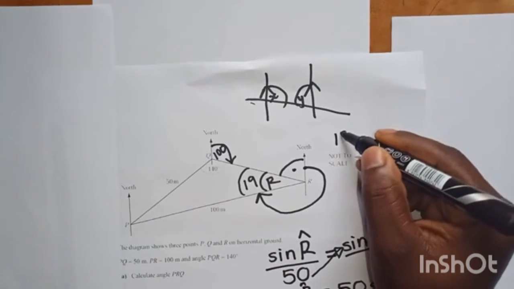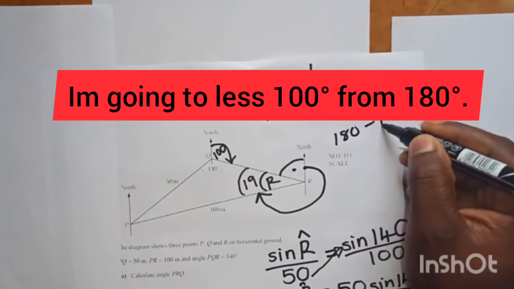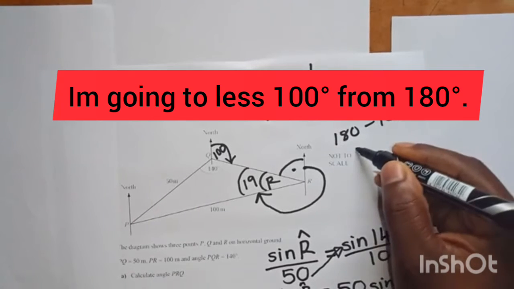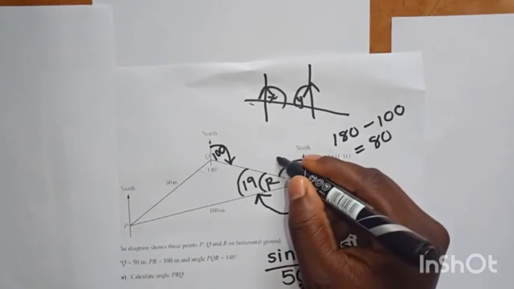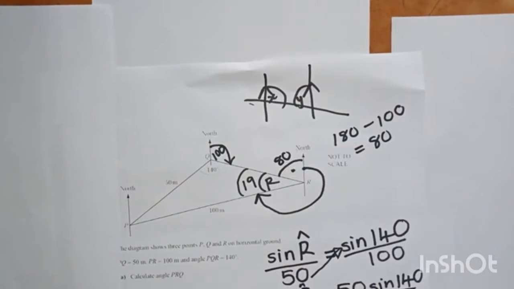So to find R, I'm going to subtract 100 from 180. So 180 minus 100, you get 80. So this angle is representing 80 degrees.